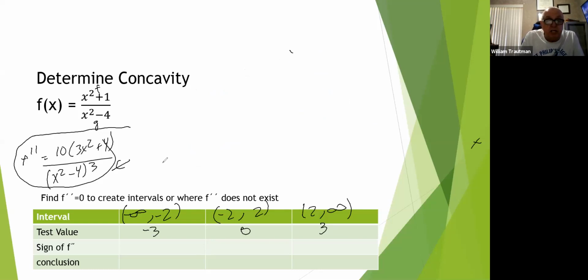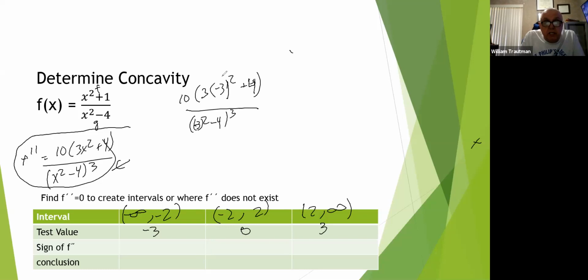We're going to plug -3 in there first. 10 times (-3) squared plus 4, all divided by x squared minus 4 to the 3rd. And we're not putting x squared in there, we're putting the actual number in there. What number are we plugging in? -3.